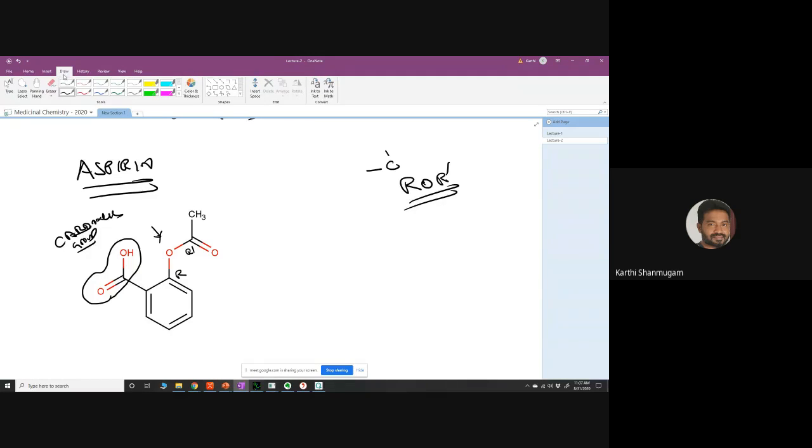COOR. What's the general formula for ester? RCOOR dash. RCOOR dash, am I right? Yes, sir. So if we take this as R COOR dash, then this entire group should be called what? This entire group is ester, right?